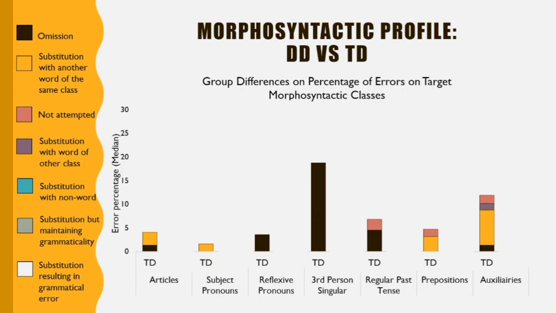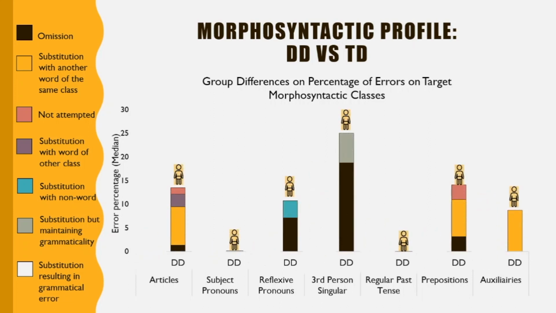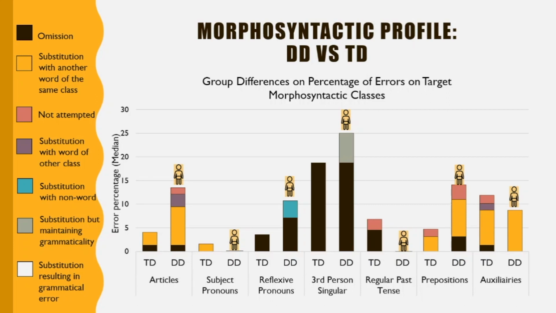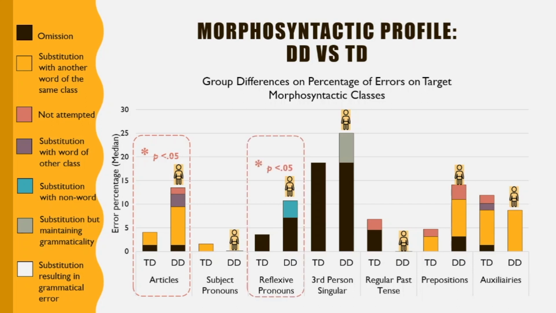Then we look at a group with dyslexia and we see whether their profile is any different or even more colorful. These are the results for the dyslexic kids. And it is indeed more colorful, indicating that they are making different types of errors actually. Let's put them side by side. The group with dyslexia is making significantly more errors on articles, reflexive pronouns, and prepositions. Significantly more, and also different types of errors.